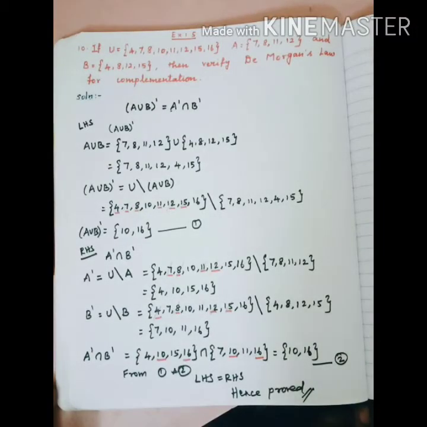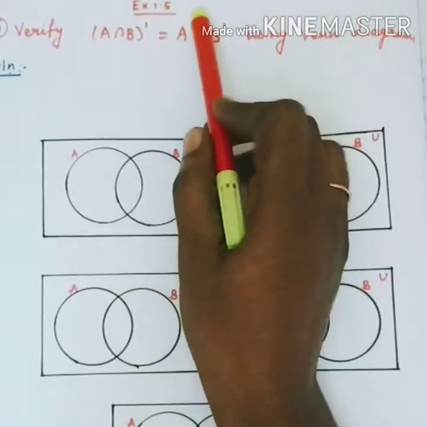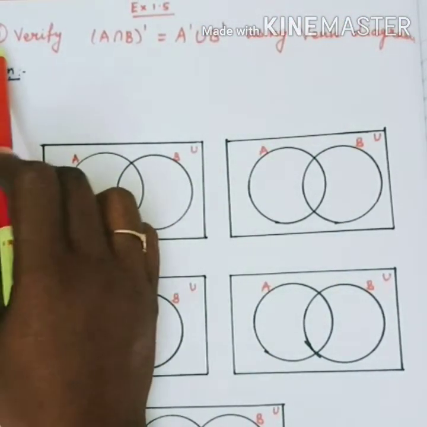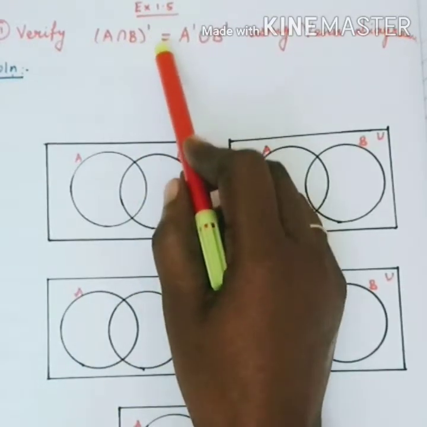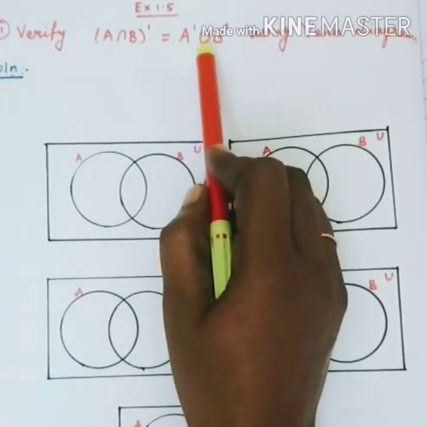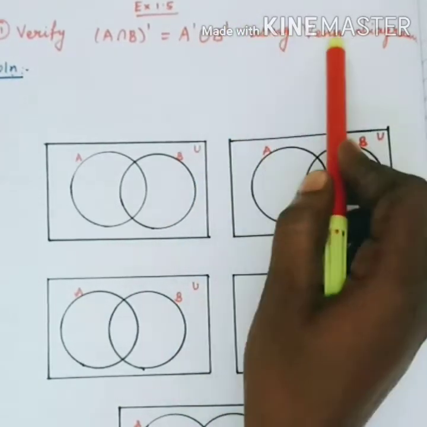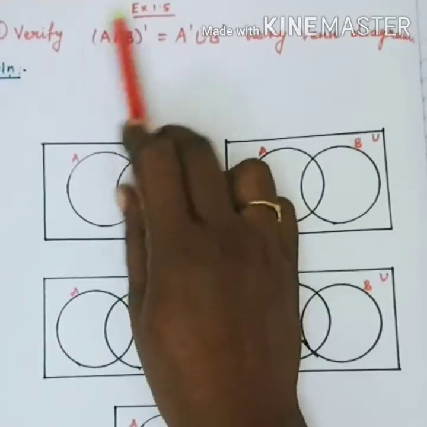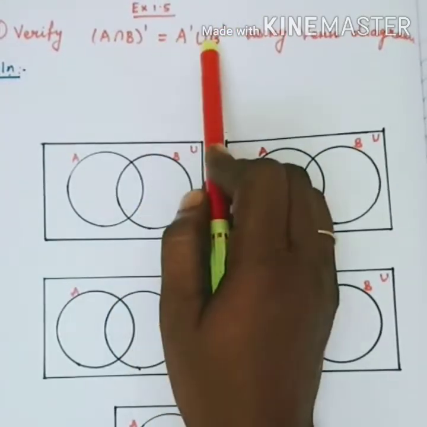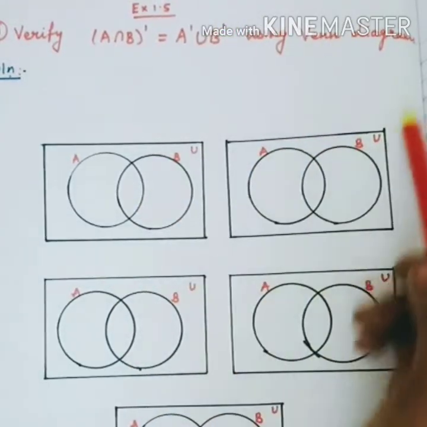This is a very important sum. Exercise 1.5, 11th sum, the last sum. Verify (A intersection B) dash is equal to A dash union B dash using Venn diagram. We have to prove this law, left hand side is equal to right hand side, using Venn diagram.